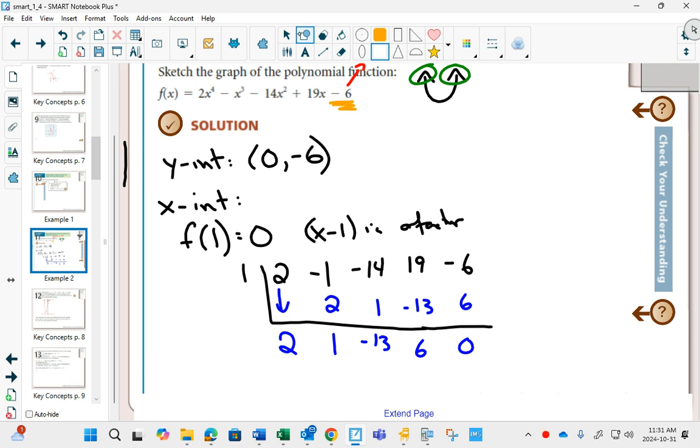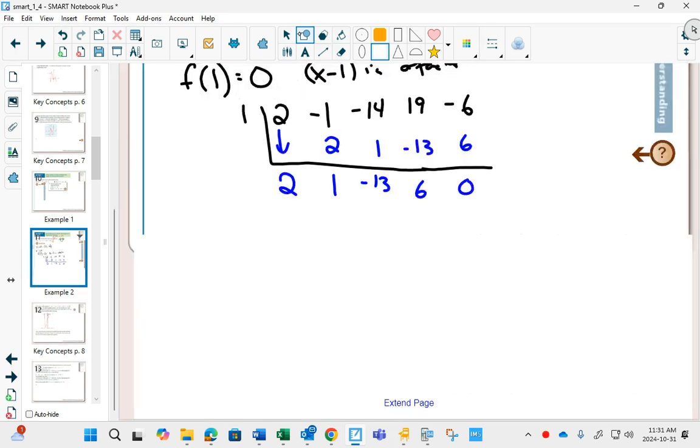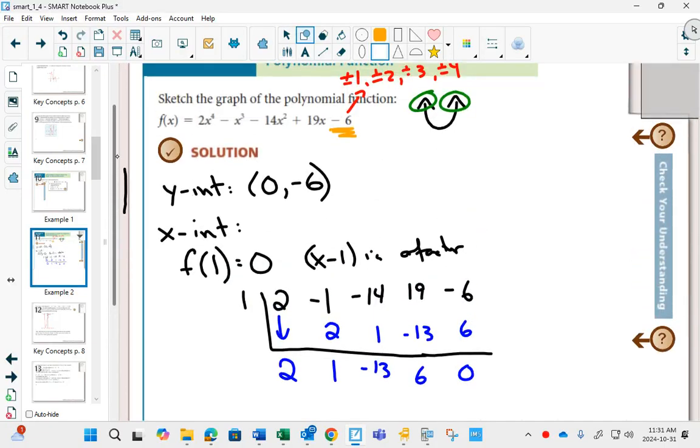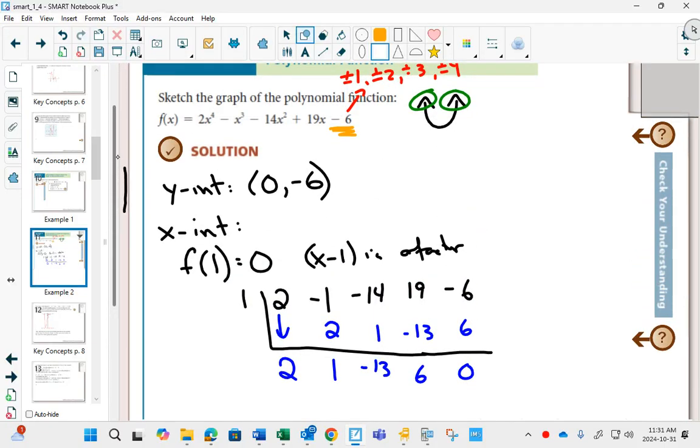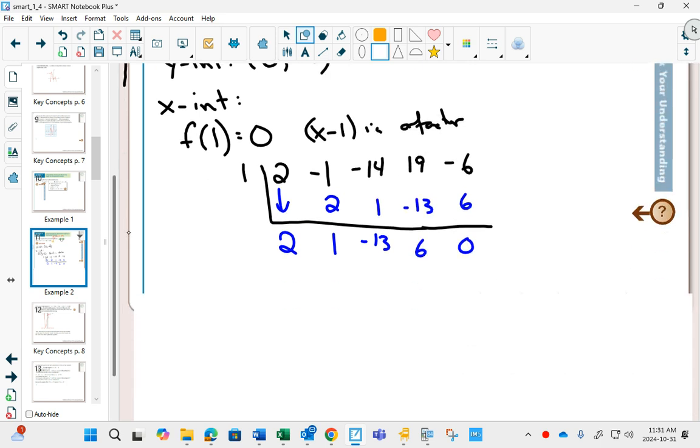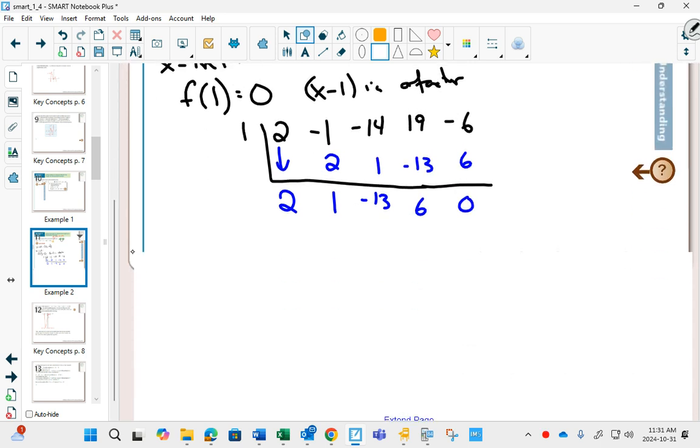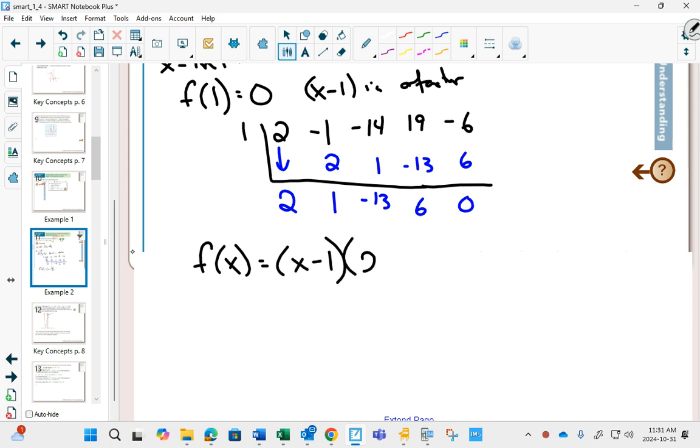So now you can write your division statement. This is where students often start making some notation mistakes. In this question, we didn't have p of x, right? It already said f of x, so you don't have to say let p of x, because it was already labeled. And when we write our division statement, we have to write f of x equals x minus 1, and we are left with 2x cubed plus x squared minus 13x plus 6.